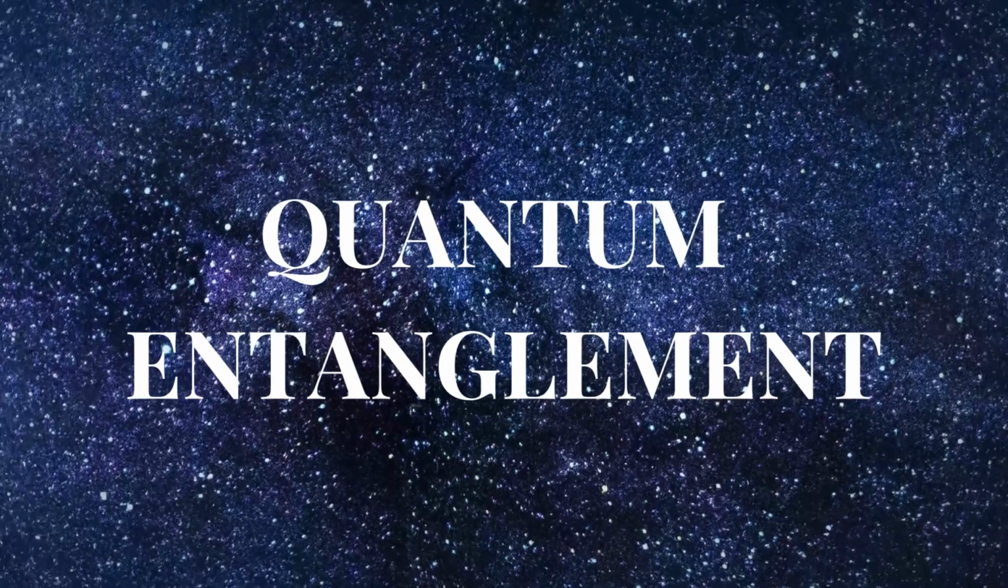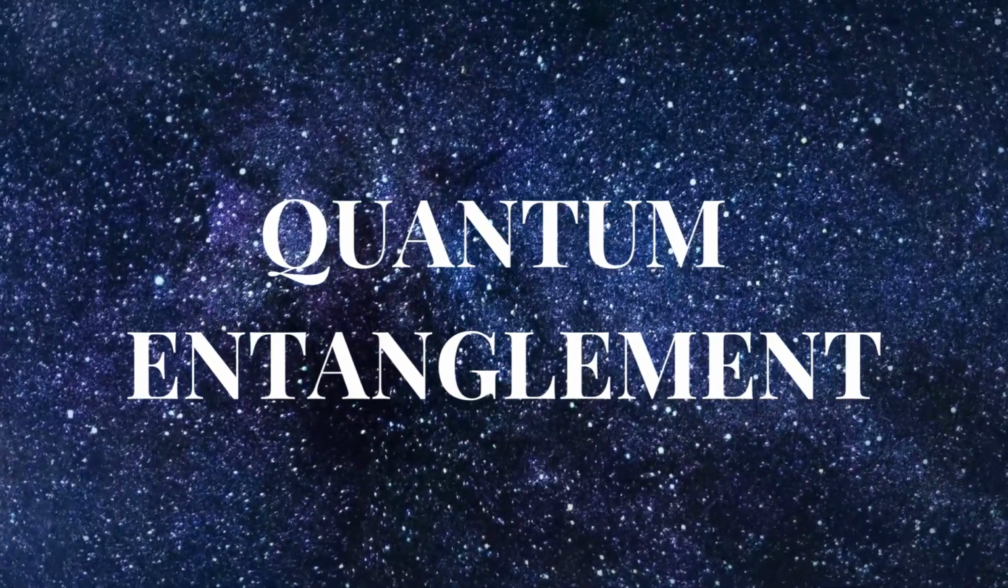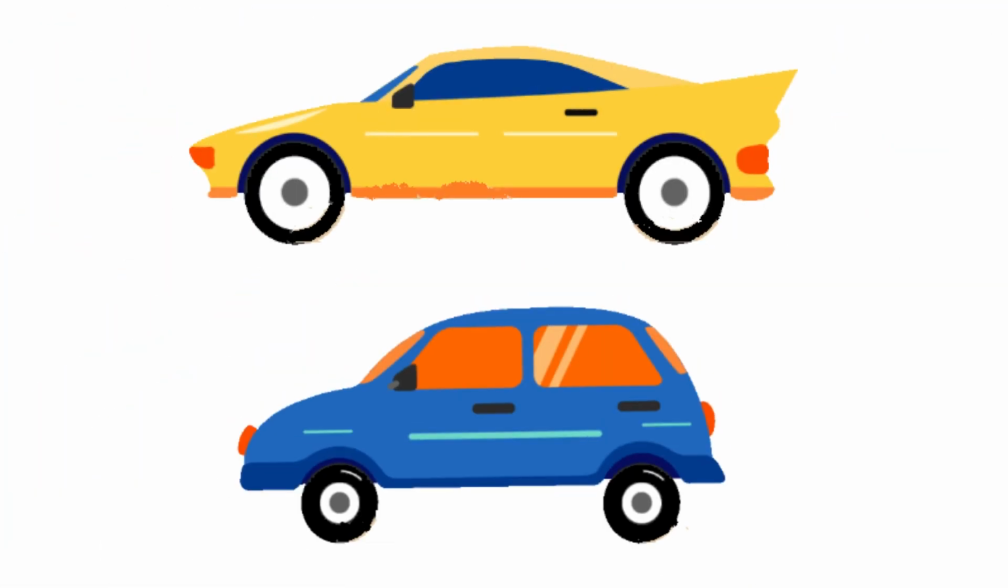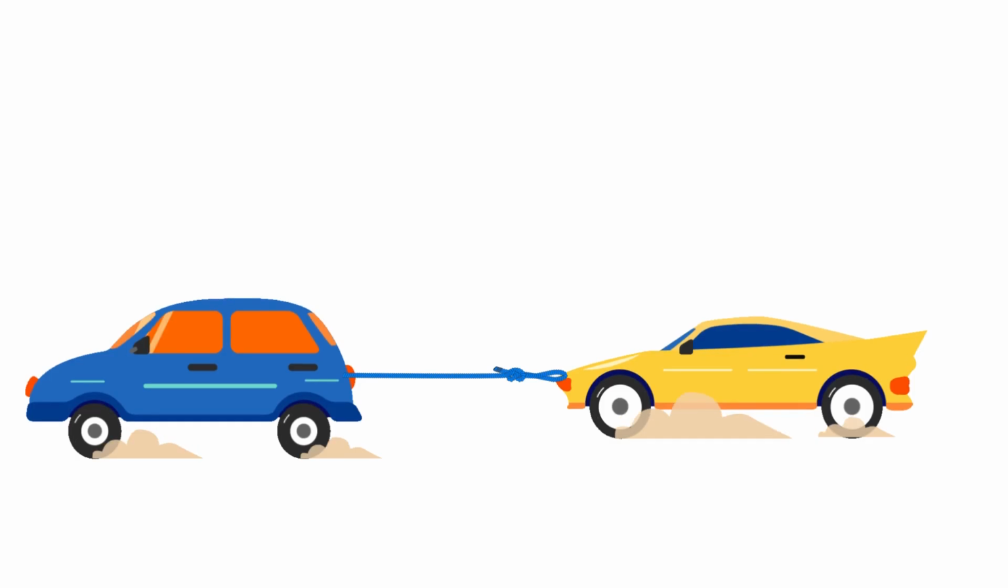The second mysterious thing in quantum mechanics is quantum entanglement. I have two toy cars. One is blue and the other is red. I am going to connect them with a string. If the blue car moves, then the red car automatically moves, no matter how far apart those two cars are.